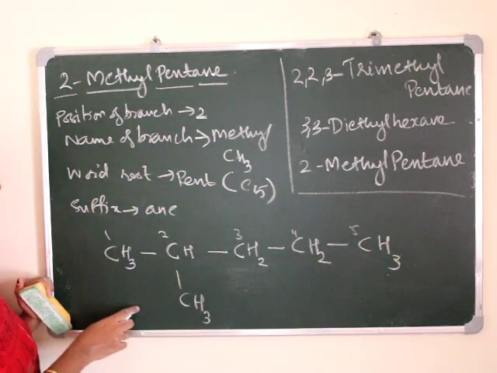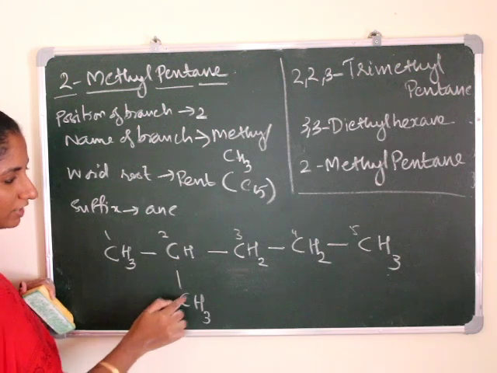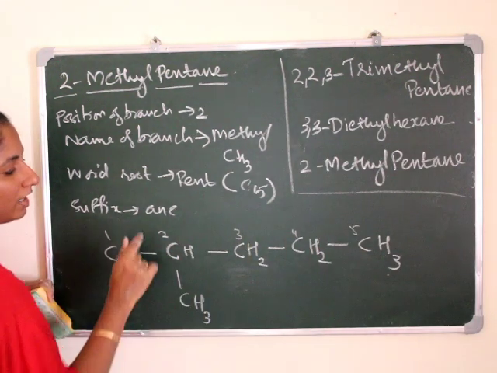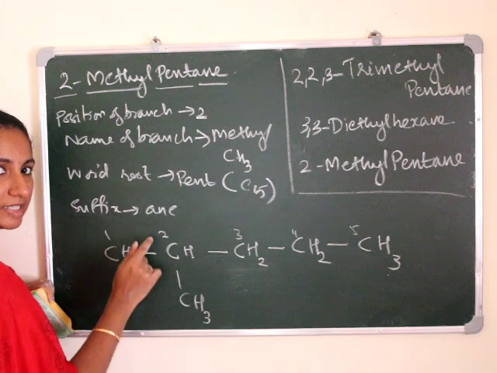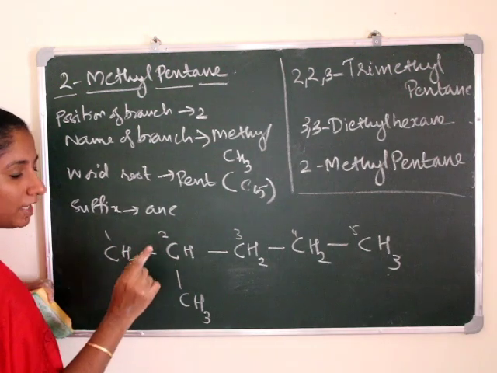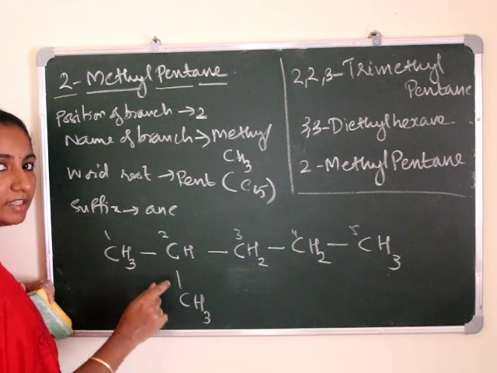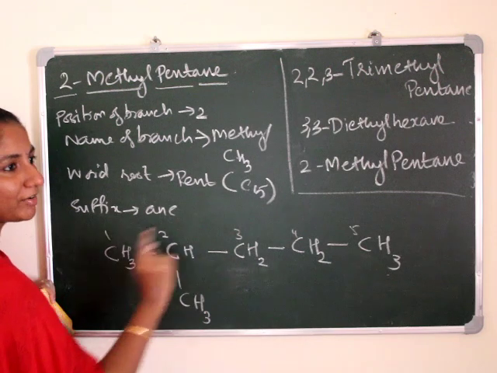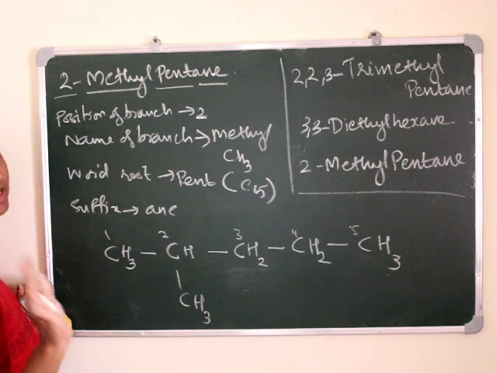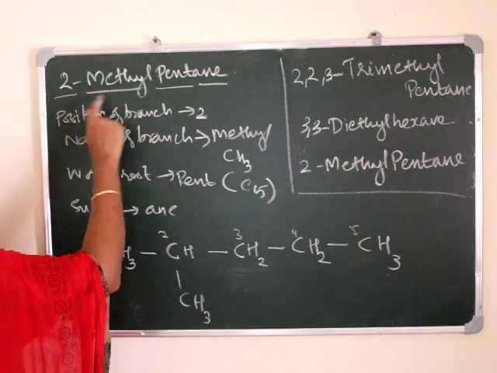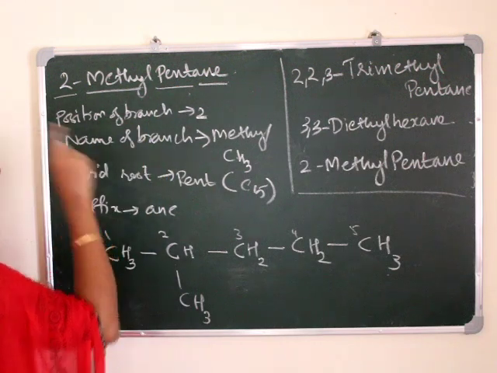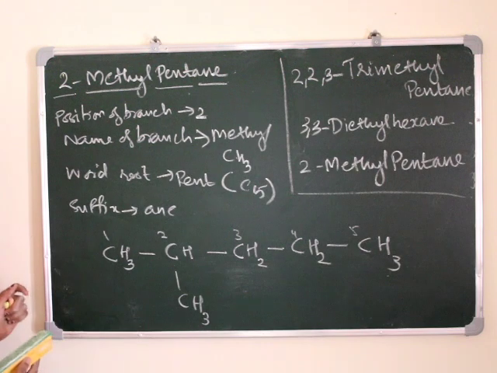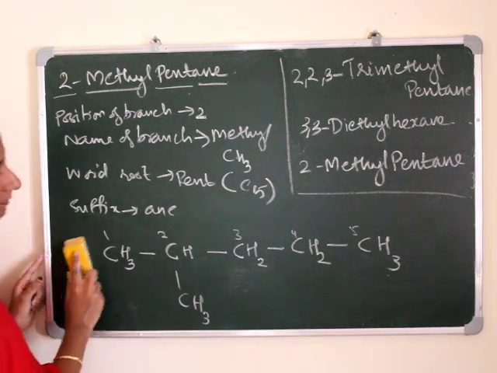Okay, so what will be the structure? CH3, CH, CH3, CH2, CH2, CH3. The long chain has 5 carbon atoms, the position of the branch is at the second carbon atom, and the name of the branch is methyl, therefore only a single carbon atom, a CH3 group. This whole hydrocarbon has only single bonds, therefore the suffix is ane. So for this particular IUPAC name, the structure of the hydrocarbon must be like this. Okay, I am rubbing this out if you have noted it.